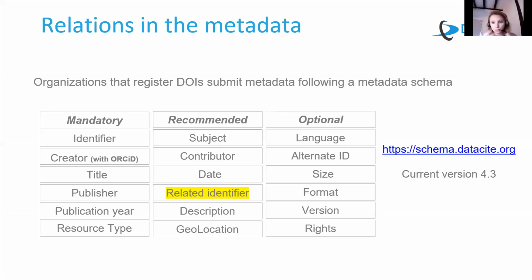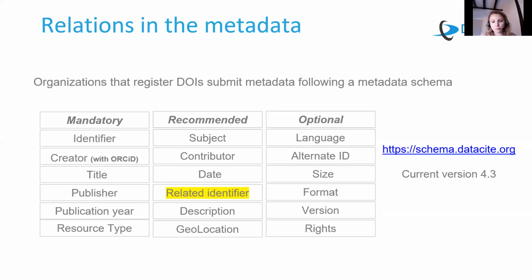Now, I already talked about our metadata schema and how when organizations register DOIs, they register accompanying metadata. DataCite has a metadata schema that's constantly evolving. We have a metadata working group that meets very often, and so we keep releasing updates based on what's happening in the community. We have a set of mandatory properties, recommended properties, and optional properties.